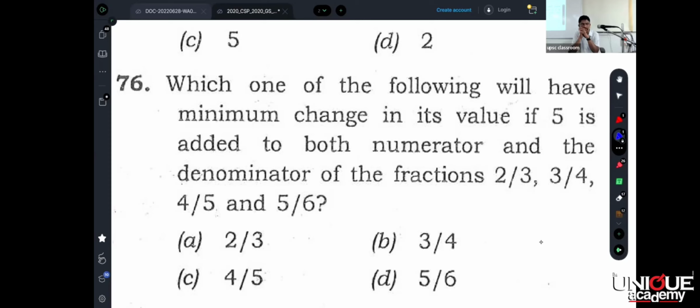Okay, listen. Are you getting the meaning of this question? How many of you are getting the meaning of the question? Please raise your hand. Don't hesitate. I will not ask anything. Just raise your hand. Okay.